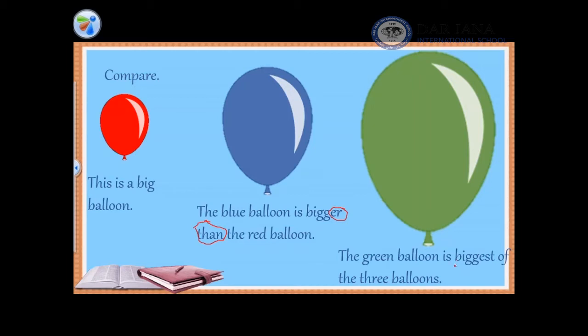In sentence number 3, I have the word of. The three balloons. In here, I know that I am comparing among more than two objects. Therefore, I add EST to show the comparison. Let's move on to the next slide.